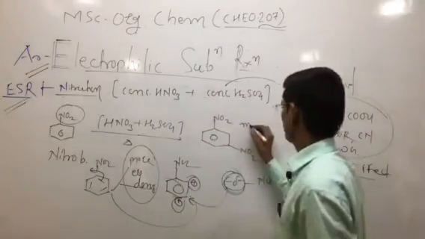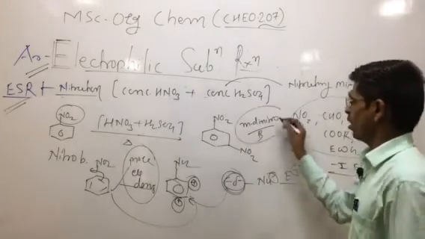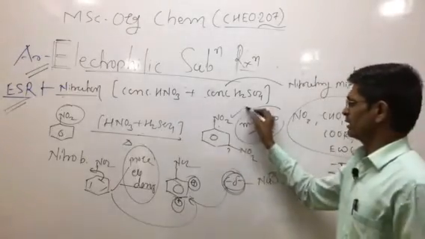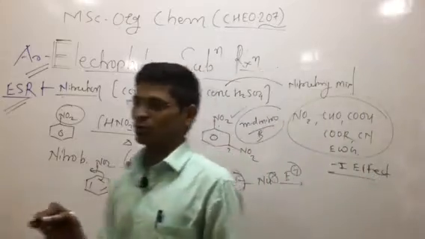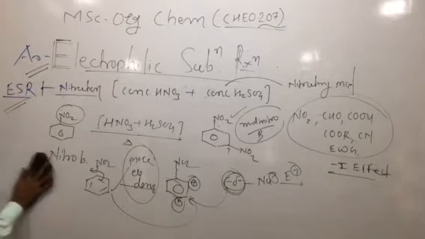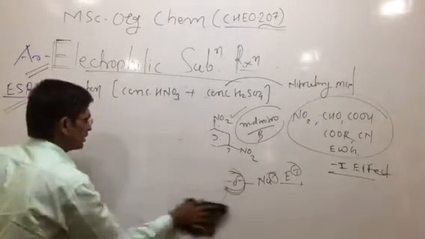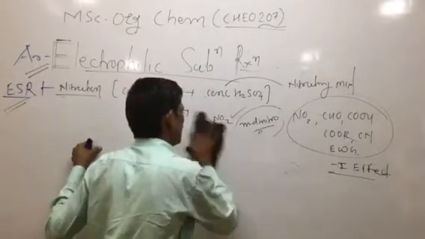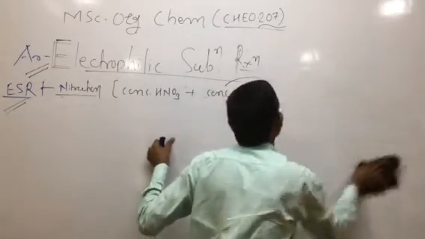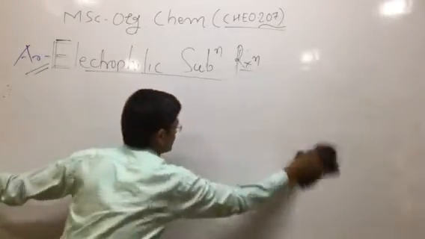So this is the formation of meta dinitrobenzene, or we call it 1,3 dinitrobenzene, starting from nitrobenzene. This is the nitration of nitrobenzene. Again, nitration of the meta dinitro compound gives the formation of 1,3,5 trinitrobenzene. So this is the application of nitration of an aromatic nitro compound.